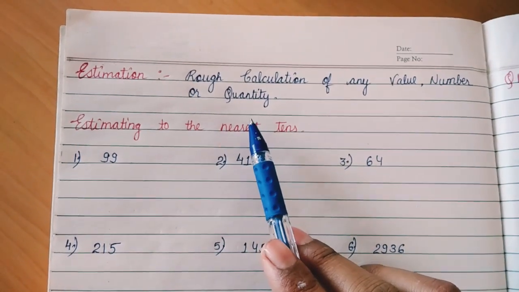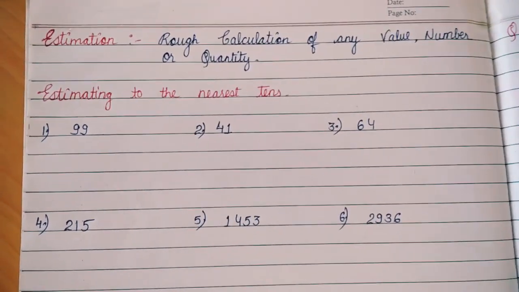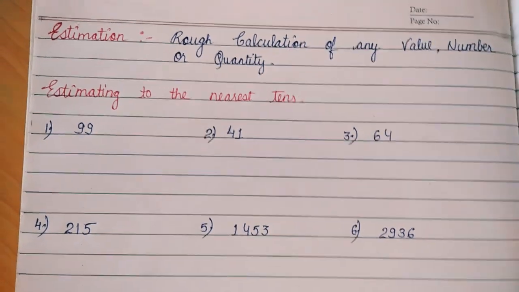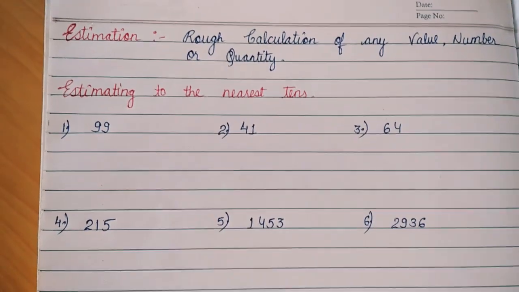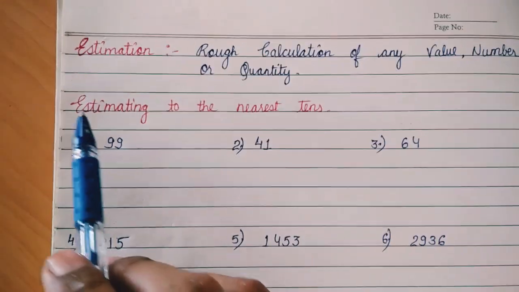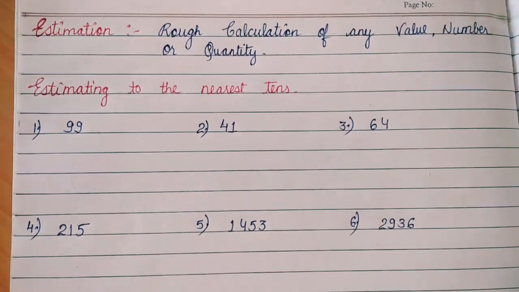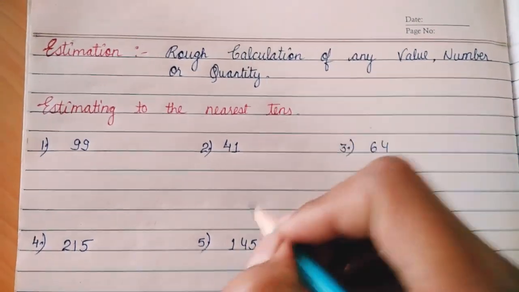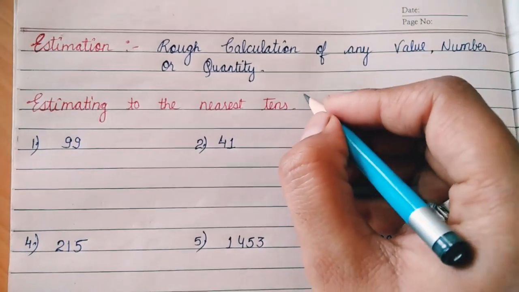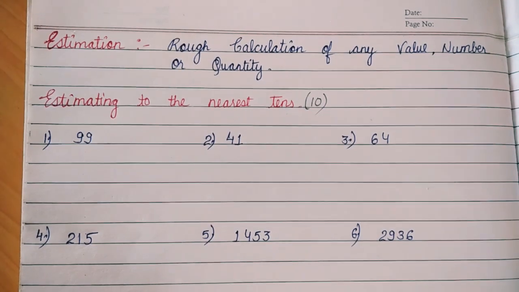Okay, a few examples we have already seen. Now we will see how to estimate to the given places. In the question they give us some places and we have to estimate according to those places. As you can see, the first topic is estimating to the nearest tens. To the nearest tens. It means which place will we see? We will see the tens place.